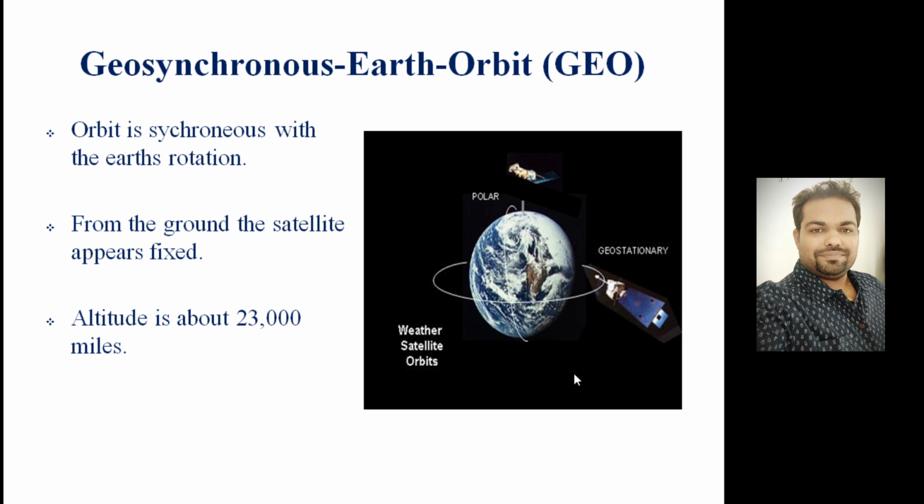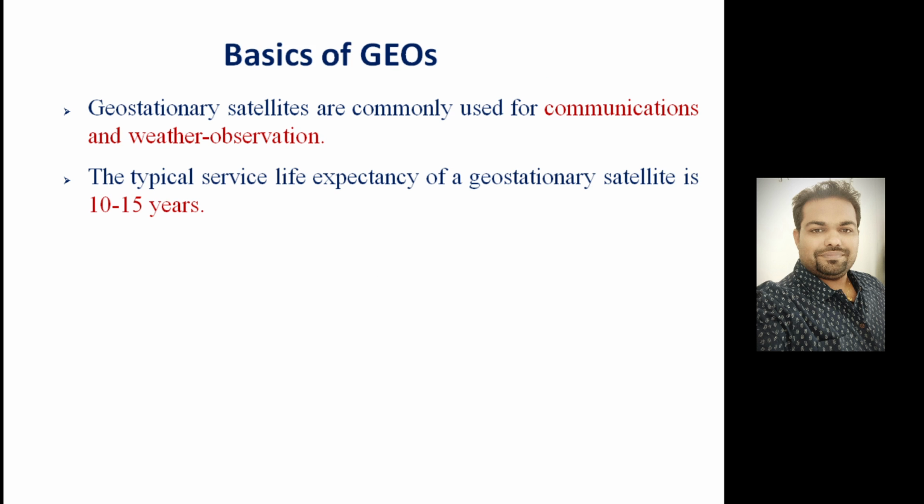The altitude is around 23,000 miles, or 36,000 kilometers, from mean sea level. Coverage is 40% of the planet per satellite. So one satellite can cover 40% of the planet, and just three satellites are sufficient to cover the entire Earth's surface. Geostationary satellites are commonly used for communication and weather observation. The typical service life expected for a geostationary satellite lies between 10 to 15 years.